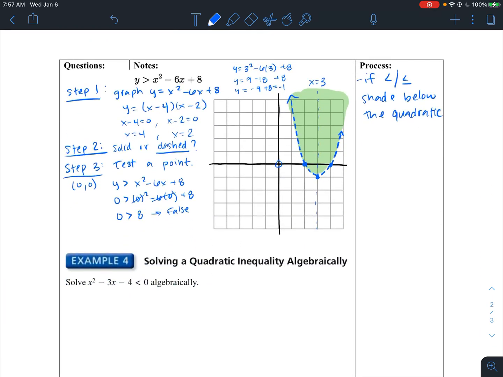Now down here, if the inequality is greater than or equal to, you can shade above the quadratic. So like in this one, my inequality is greater than, and I'm shading above the line. If this said y was less than x squared minus 6x plus 8, then I would have shaded this region right here. And our point would have tested true, our origin point.